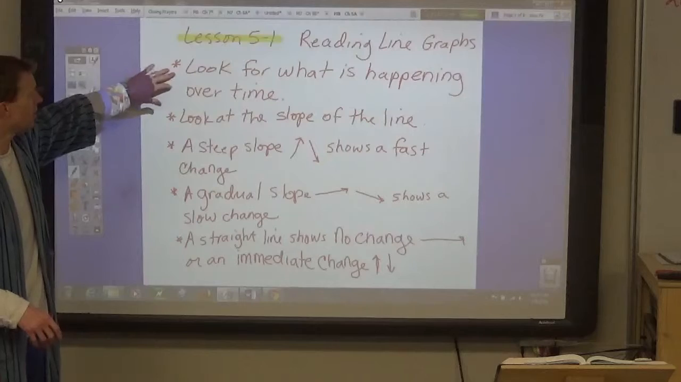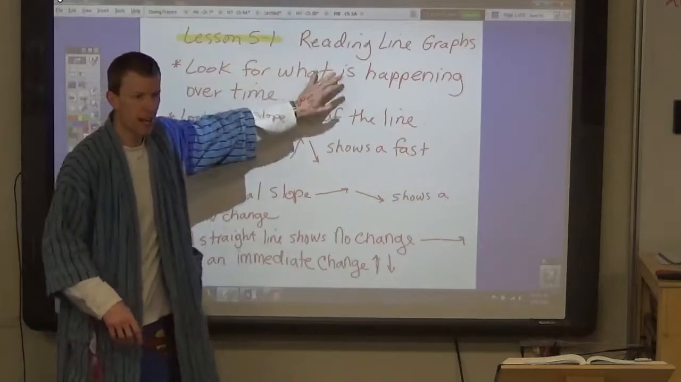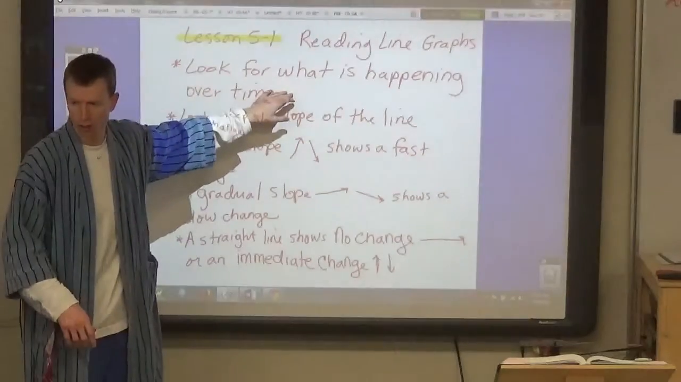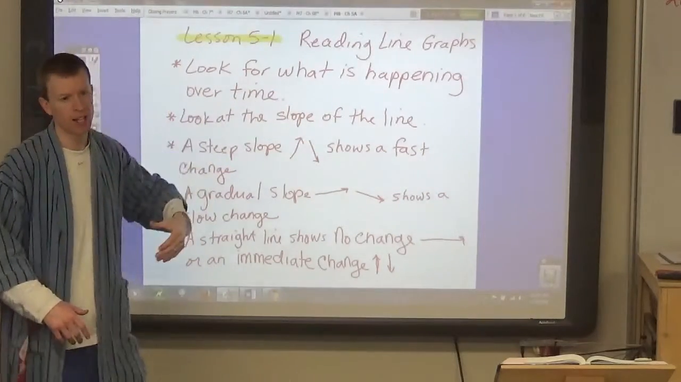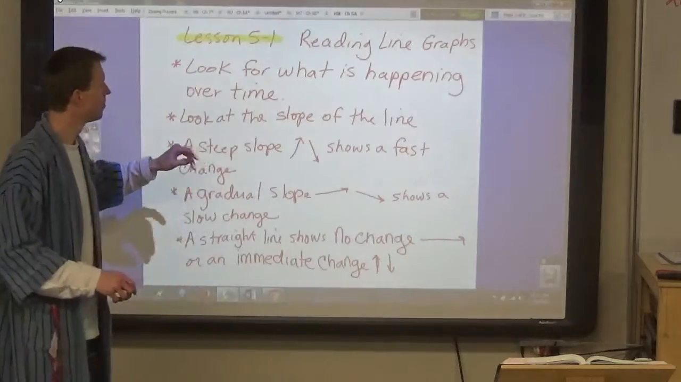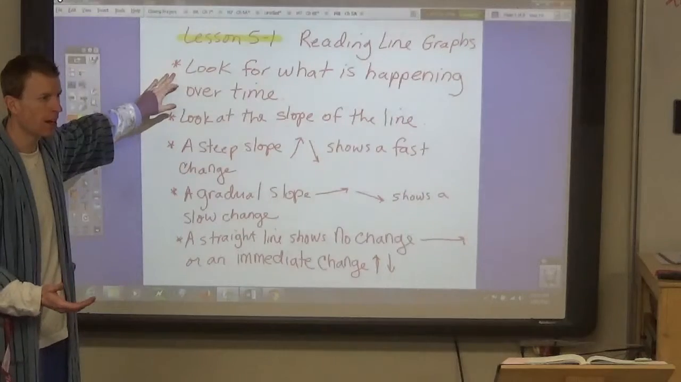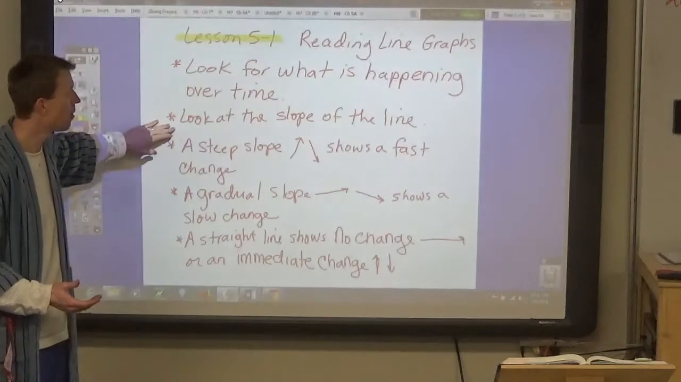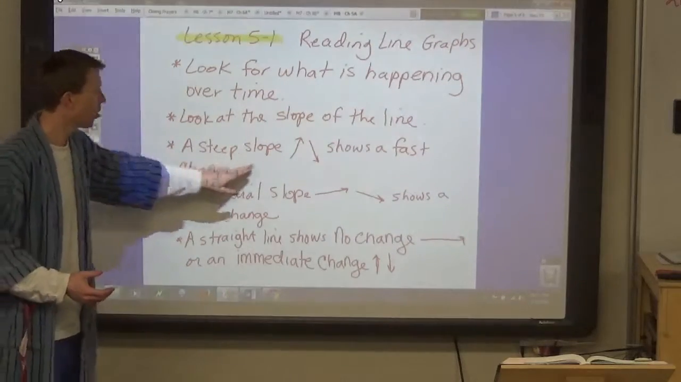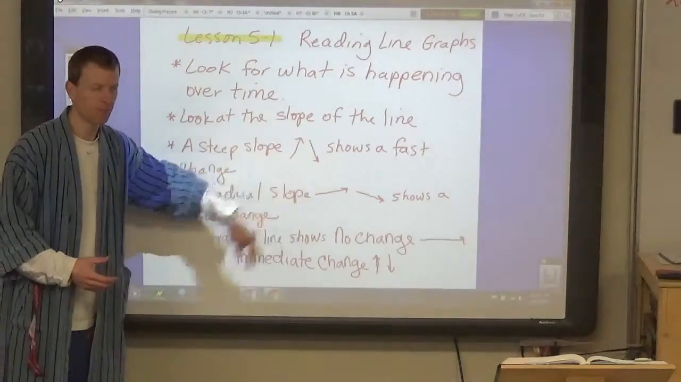So when you're looking at a line graph, many times something is happening over time. That's one of the most common ways of using a line graph, is to show what's happening over time. Okay? So you'll want to look for that when you're looking at a line graph. What is happening over time? You'll look at the slope of the line. Is it going up to the right or down to the right?